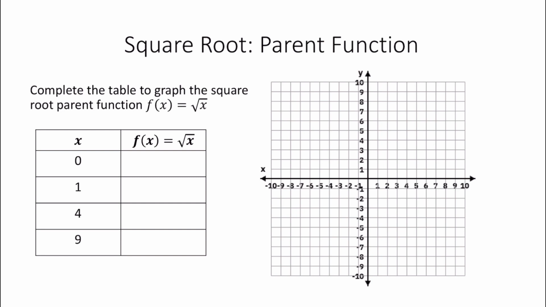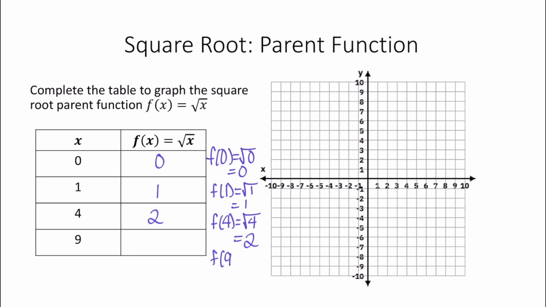So we start off with x equals 0, which gives us f of 0 equals the square root of 0. The square root of 0 is 0. Then we have 1, so that gives us f of 1 equals the square root of 1. The square root of 1 is 1. We have f of 4, which is the square root of 4. The square root of 4 is 2. And finally, we have f of 9, which is the square root of 9, and the square root of 9 is 3. So now let's plot these points on our grid.